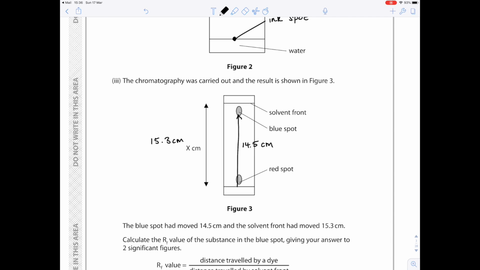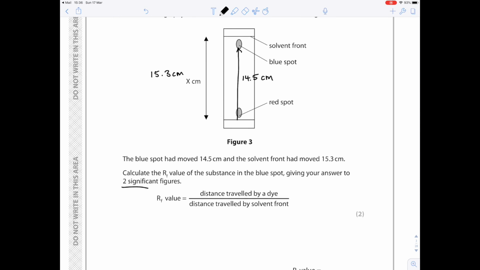Calculate the RF value of the substance in the blue spot, giving your answer to two significant figures. That's key, make sure we do it to 2 sig fig. So luckily they've given us the equation for calculating the RF value. So that's the distance travelled by the dye, so we know that's 14.5 centimetres, divided by the distance travelled by the solvent front, which we know is 15.3.